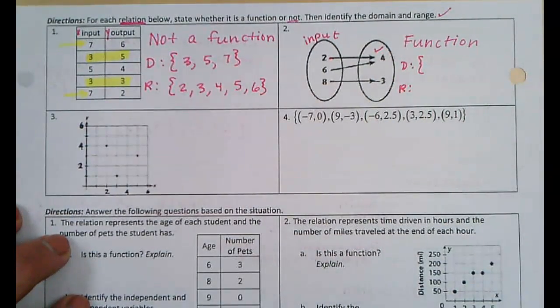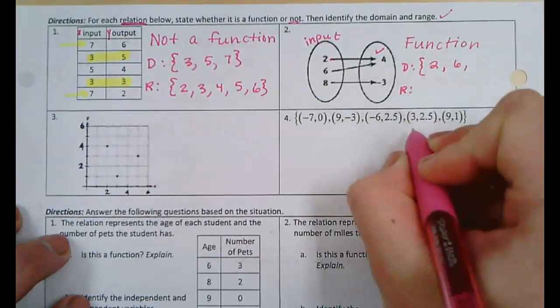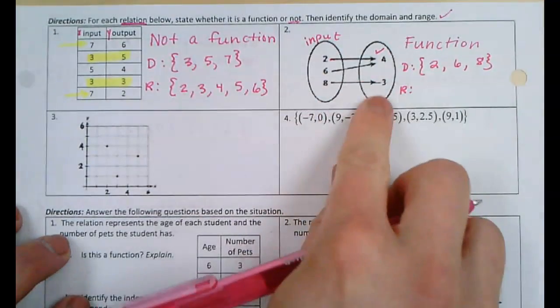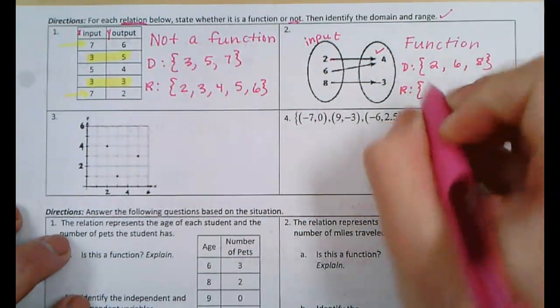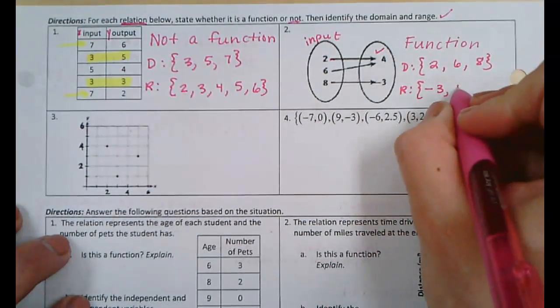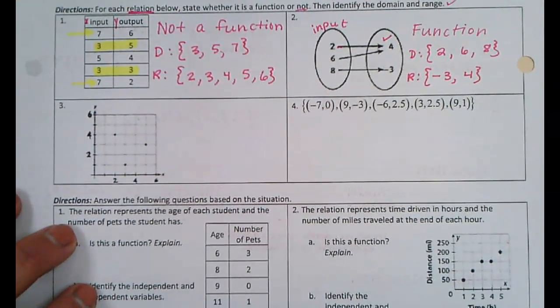So starting our domain, our least map value is 2, then 6, and then 8. And then for our range, least value is -3, and then 4. All right, looking at number 3.